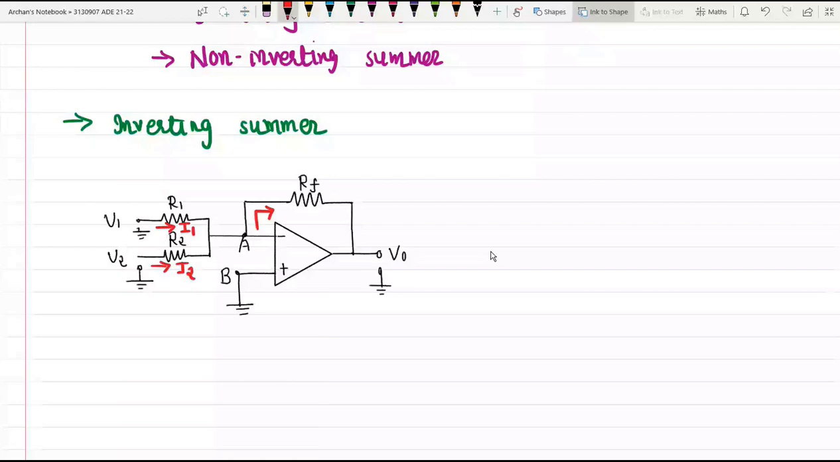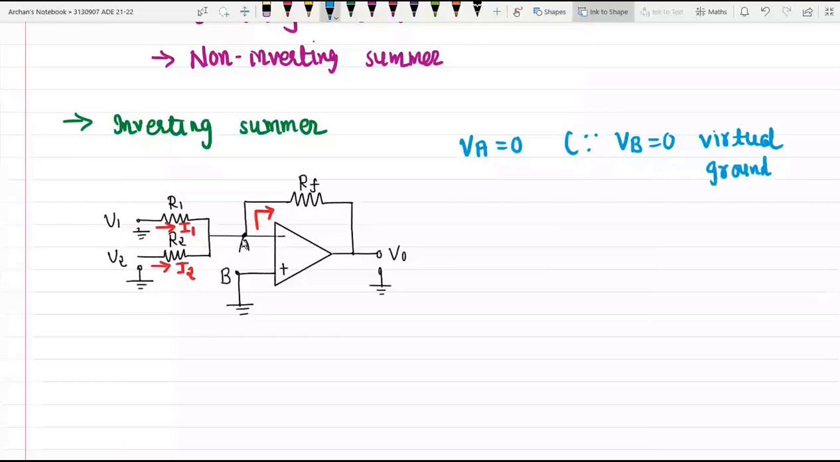So this circuit shows the inverting summer circuit. In this circuit, all the input signals to be added are applied to the inverting input terminal of the operational amplifier. We have seen two input signals, V1 and V2. Now if we talk about this point B, you can see it is grounded. And due to the virtual ground concept, what is the potential at node A? Node A is also at ground potential. So we can say VA is equal to 0 because VB is equal to 0. How? Virtual ground concept.